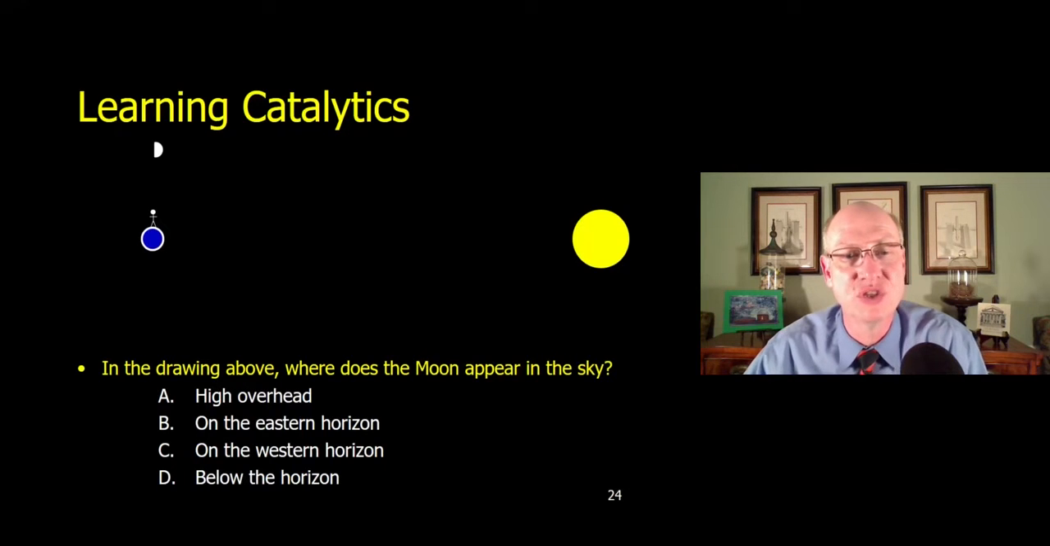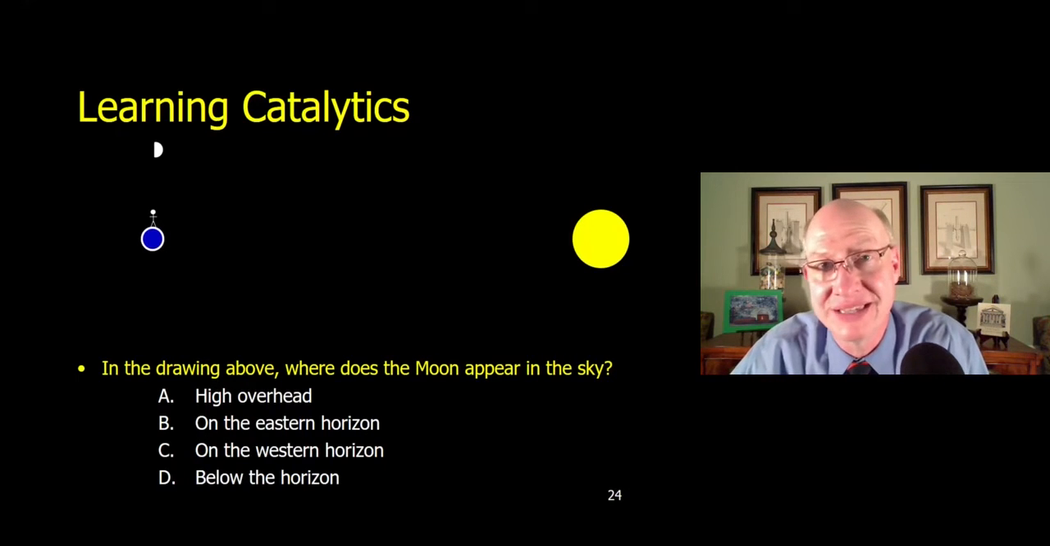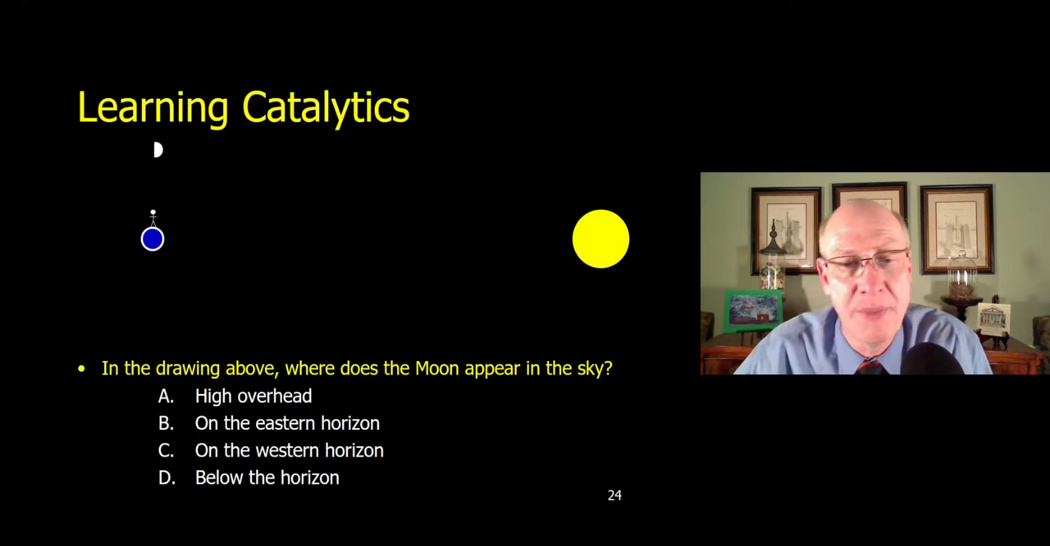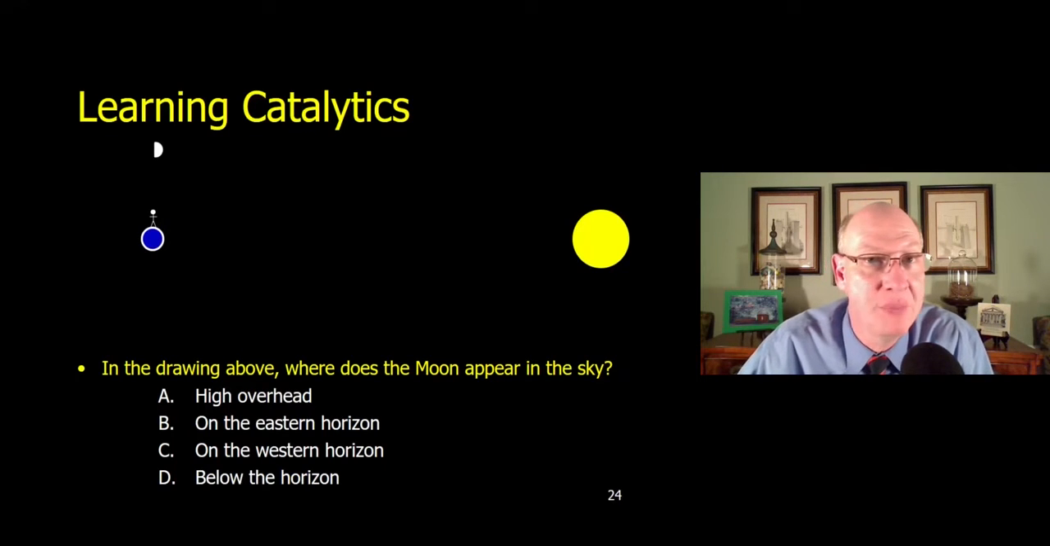Now I want you to answer this question. Where does the moon appear in the sky? So in the drawing above, where does the moon appear in the sky? Not the sun, but the moon. Take 10 seconds to answer this one. All right. So I hope on this one you noticed that the moon appears to be high over the observer's head. So the right answer on this one was high overhead.